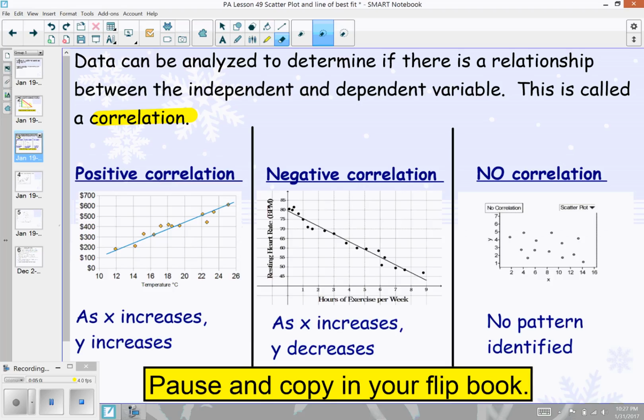I'd like you to go ahead, pause, and copy this information, the 3 types of graphs, what they mean, and everything into your notebook.